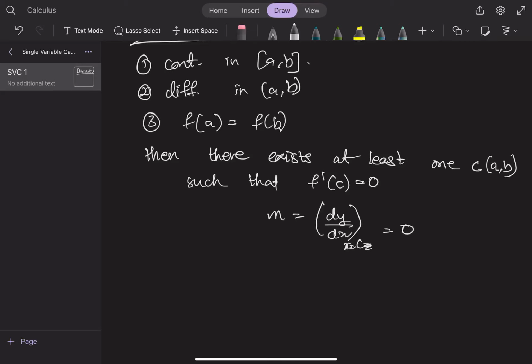Remember guys, when you have square brackets it means a and b are included, and when you have the normal brackets it means a and b are not included in the range.